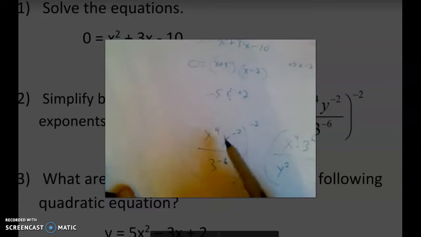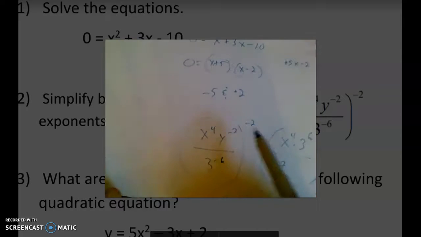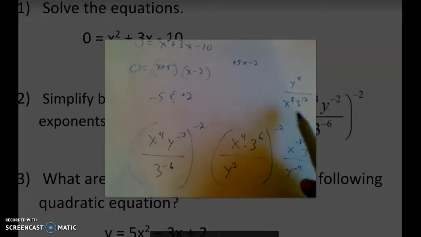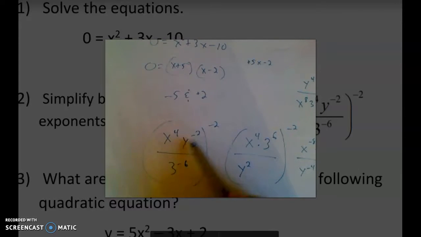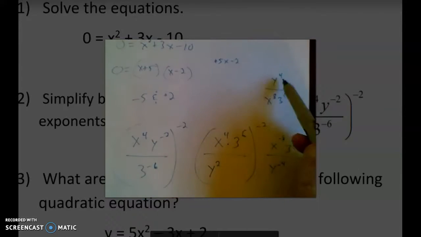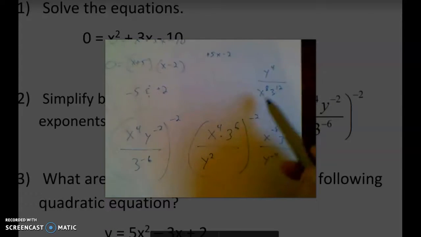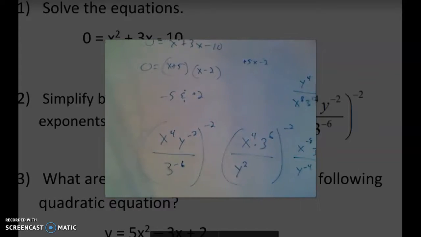I could have also just done this first. So I could have gone x to the negative 8th first, and then moved it, of course, to the bottom. Could have gone y to the positive 4th, which would have left it on top, and 3 to the positive 12th, which would have left it on the bottom. You can see you get the same thing.